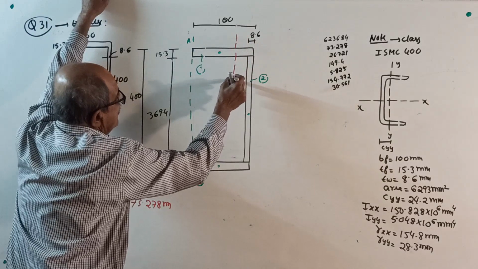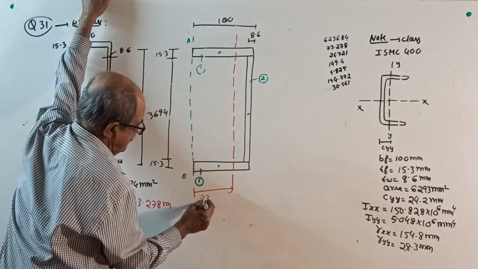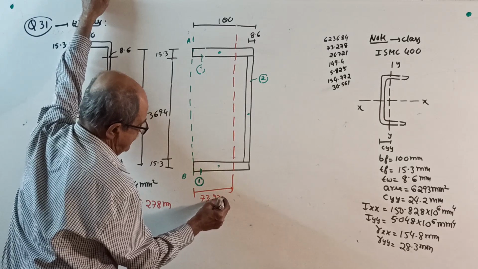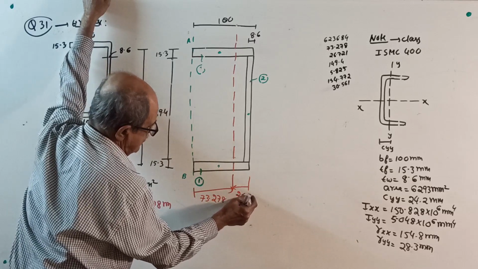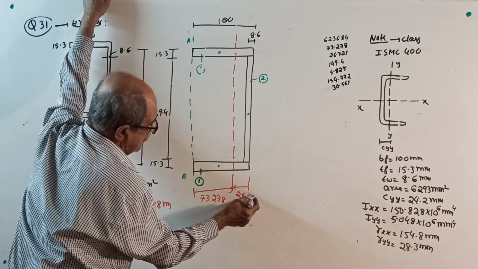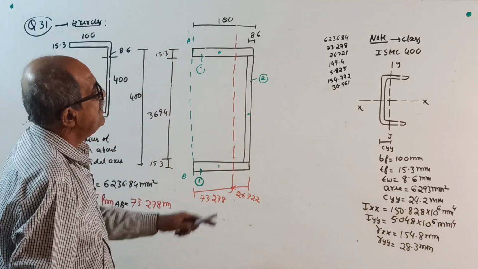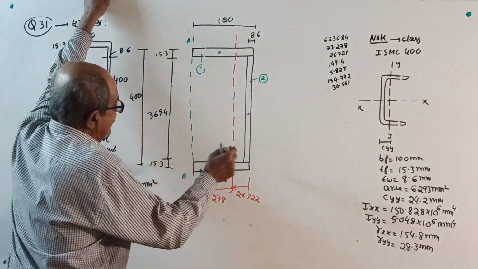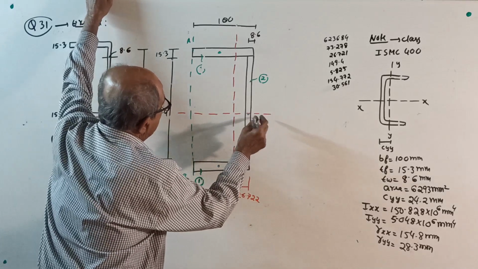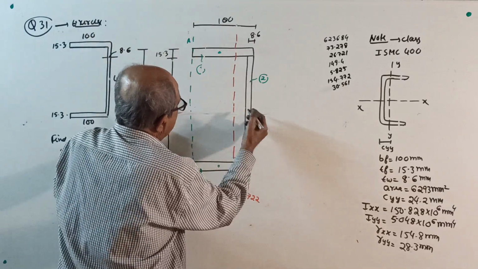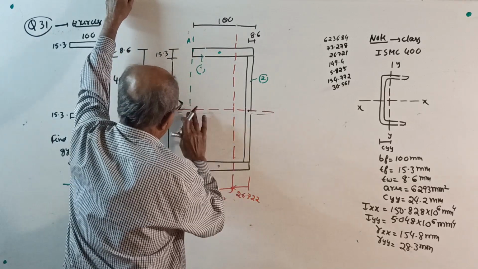From here to here is 73.278, or from that side it will be 26.722, not 721, because the 8 means it is actually 2. Noting down. Okay, now the x-axis is directly located through the centroid, a little upper side. Centroid here.